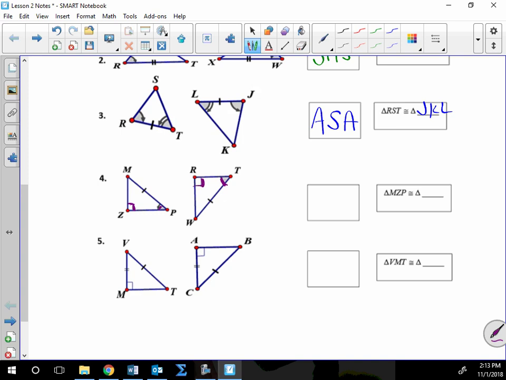Why? Good. Right angles are congruent. All right angles are congruent. So I do have 2 sets of angles congruent, and notice my side is next to those angles, not in between. So an angle, angle, side. So they're congruent by angle, angle, side. NZP matches up with triangle WRT.